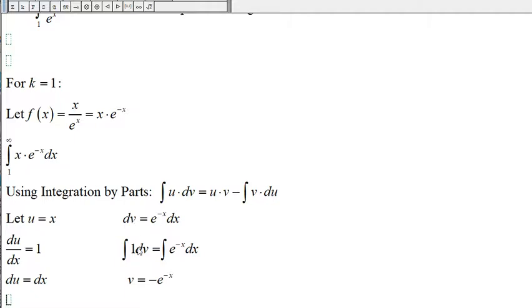dv is the same as 1 dv, and so we integrate both sides. The integral of 1 dv is just 1 times v, which is v. And then recall that the integral of e to the negative x is negative e to the negative x. So the integral of e to the negative x is negative e to the negative x.